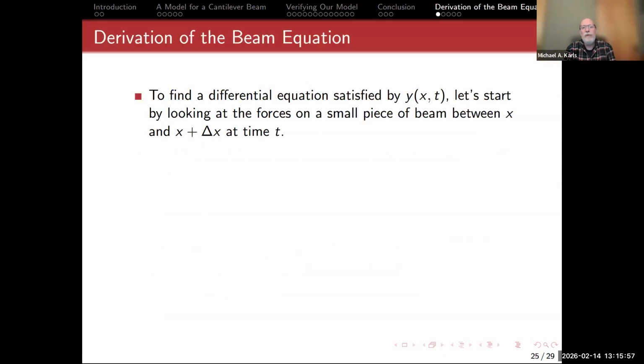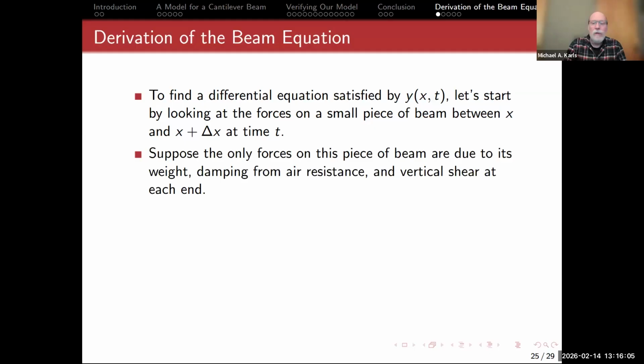Okay, so to find a differential equation satisfied by y of x,t, let's start by looking at the forces on a small piece of beam between x and x plus delta x at time t. And we'll suppose that the only forces on this piece of beam are due to its weight, damping from air resistance, and vertical shear at each end.